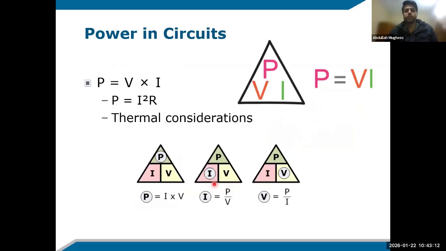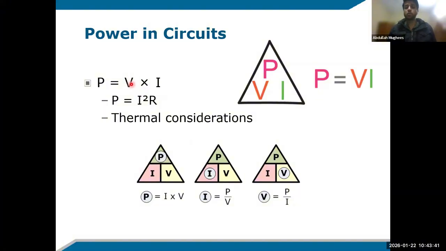Okay, so that is basic Ohm's law. Then comes power. Power is also a terminology that is used along with voltage and current. Power is basically the measure of how much voltage is used with how much current. So power is defined using P = VI. And if we want to see how much power is lost, we can substitute Ohm's law.